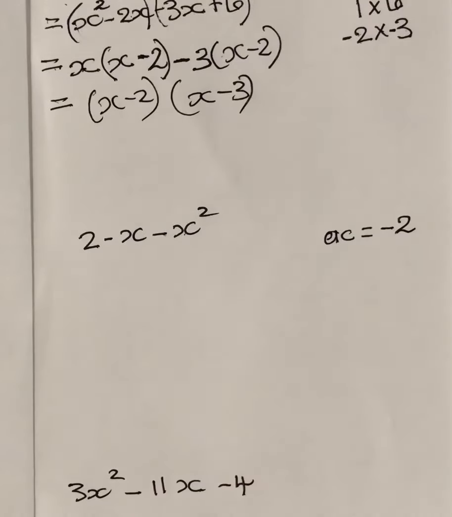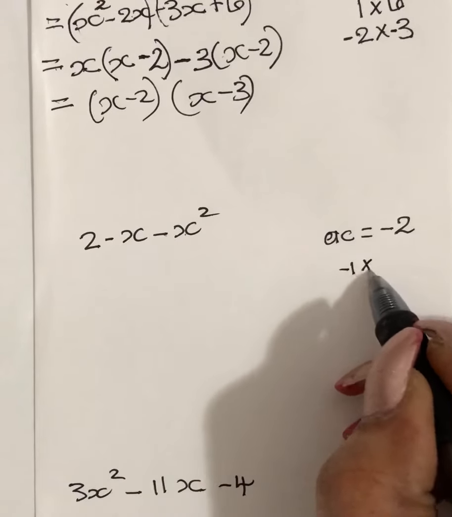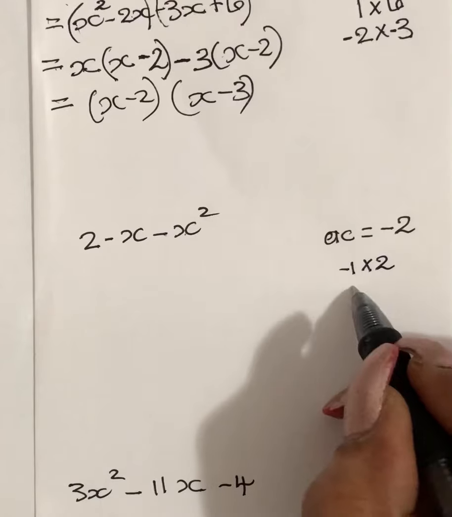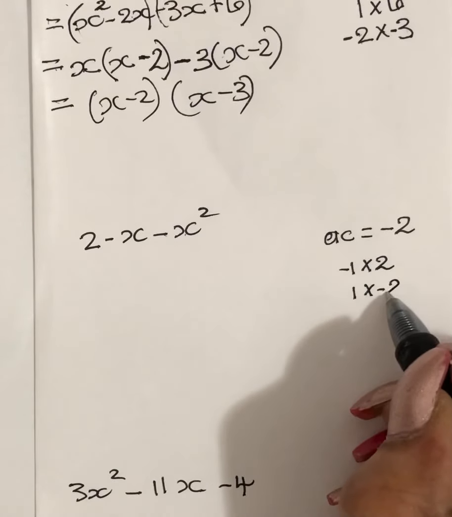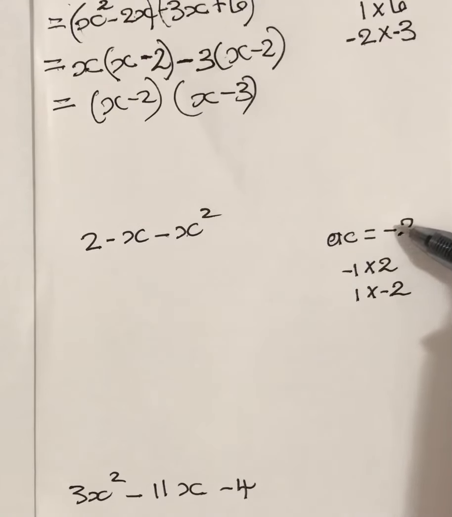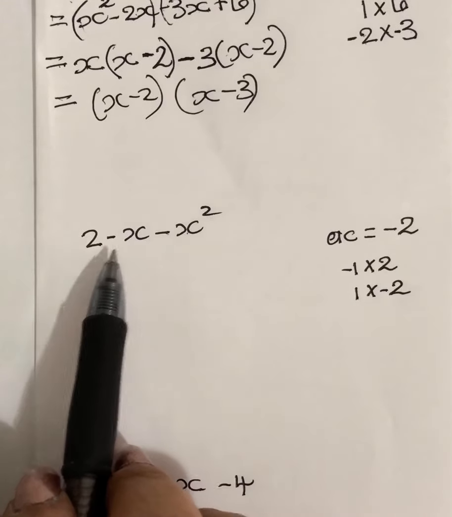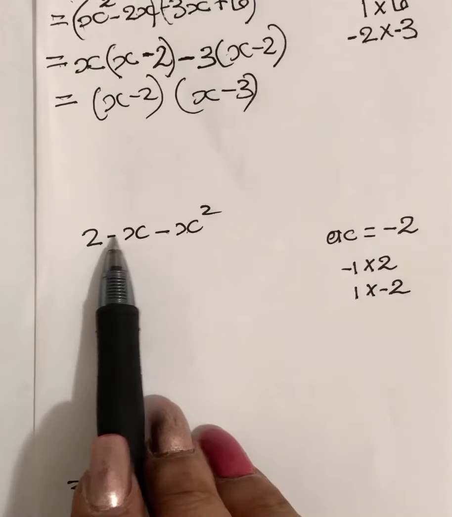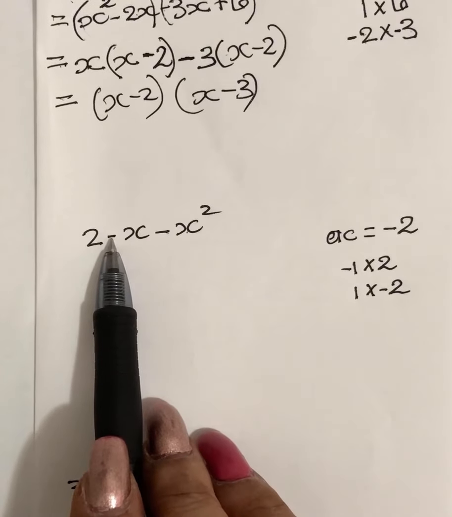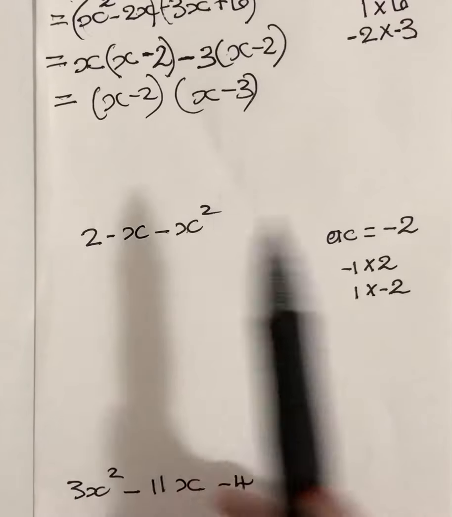Negative 1 by positive 2 will give us negative 2. Let's come up with our multiplying factors. We can multiply negative 1 by 2 and we can multiply 2 by negative 1. Both cases will give us negative 2. Now only one of these will be correct for us to use in here. I need a negative x. Because I want a negative x, the larger one has to be a negative.